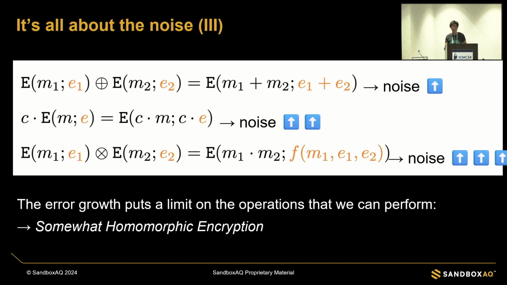And this is a limitation of what we call the somewhat homomorphic encryption schemes. Schemes where we can compute different types of homomorphic operations, but we have this limit on the bits that we can use to represent the error or noise.